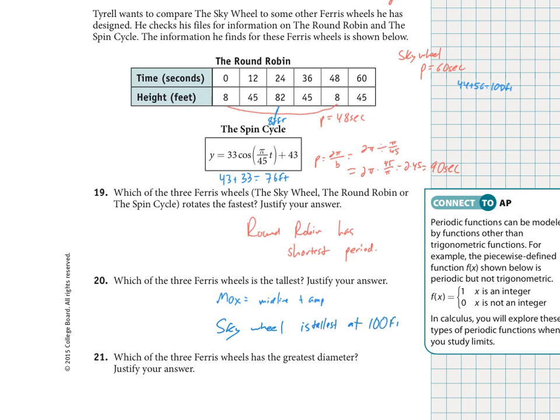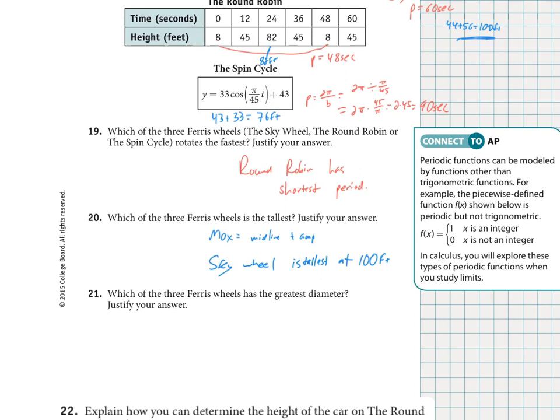And again, we're going through this exercise just so you can see there are different ways of getting the same information out from a table, an equation, or a graph. So again, that 100 feet, we saw that as the peak, the top of that trig graph as we graphed it. And which of the three Ferris wheels has the greatest diameter? The amplitude is equal to the diameter divided by 2. We already saw for the sky wheel that was the 88 feet, right? So 44 feet for the amplitude, 88 feet for the diameter.